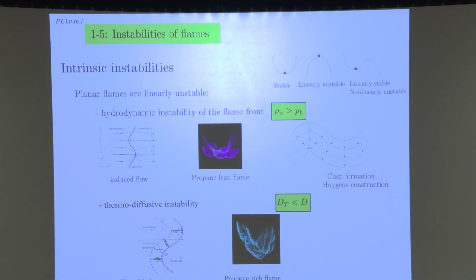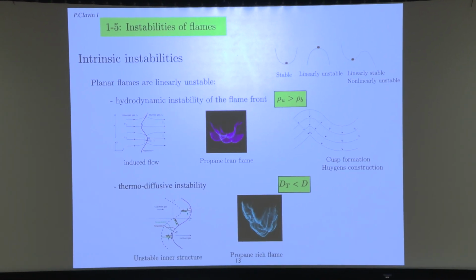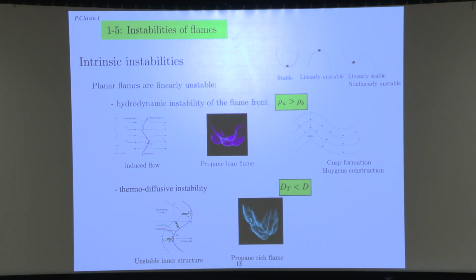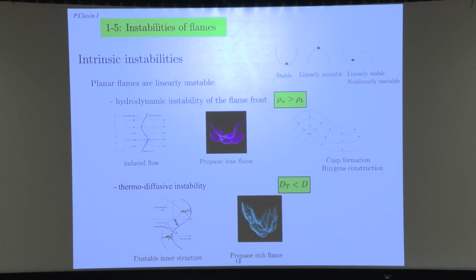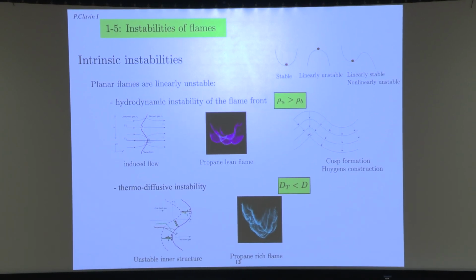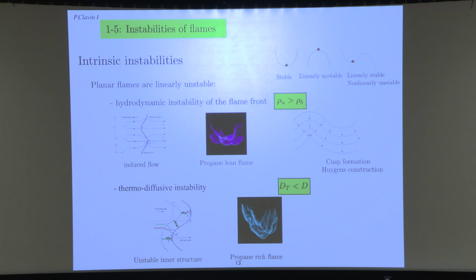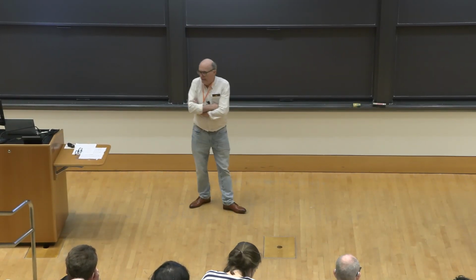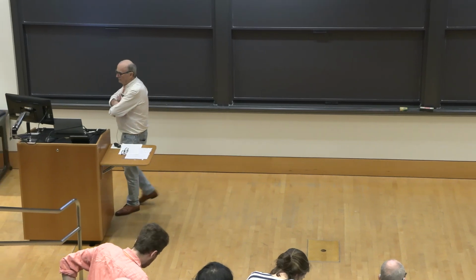There is a second instability, which is thermodiffusive, which has nothing to do with hydrodynamics. It has to do with the diffusion coefficient, the diffusion of species that are different from the diffusion of heat. This occurs in propane-rich flames. It is produced when the molecular diffusion of the limiting species is larger than the thermal diffusivity of the mixture. And I will explain that in detail later on.